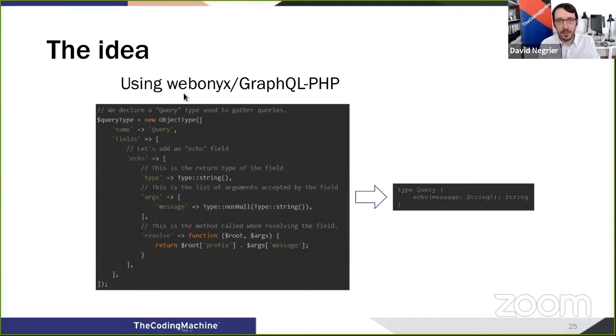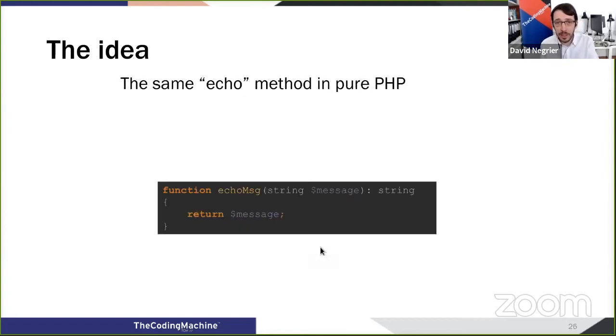To build that using Webonix, I would need to put this code. I already presented it. I need to put an echo field, which returns a string and takes a string as argument, and that resolves by reading the arguments and returning them. But if I want to write the same echo in pure PHP, basically it only takes 4 lines.